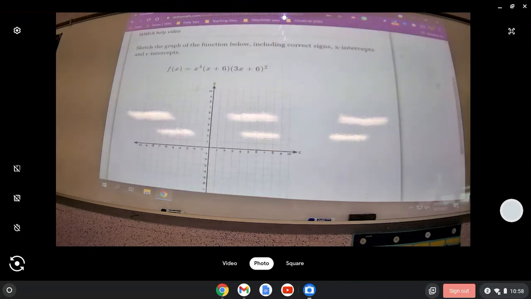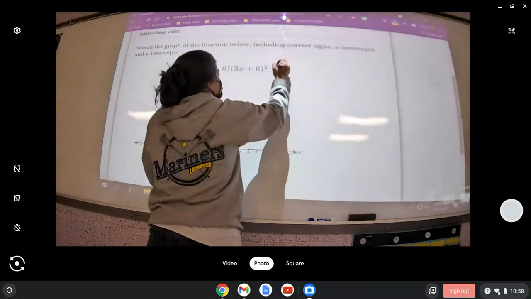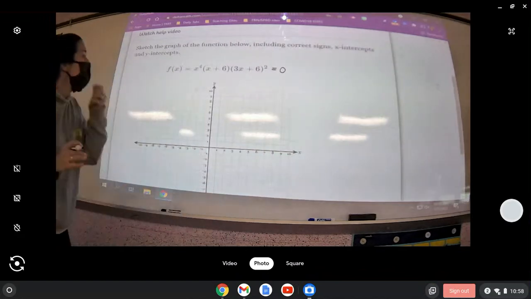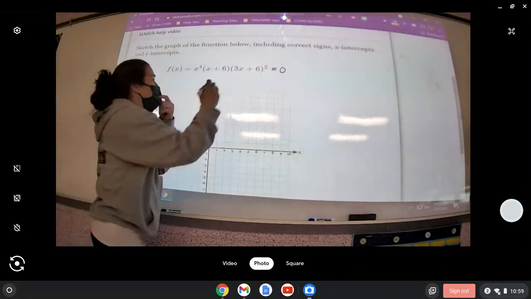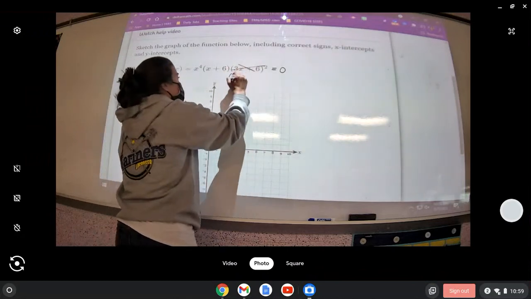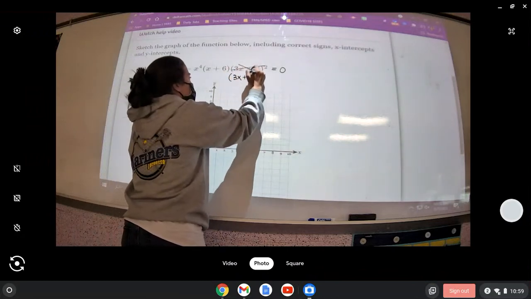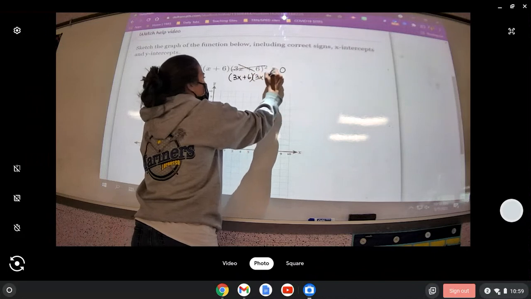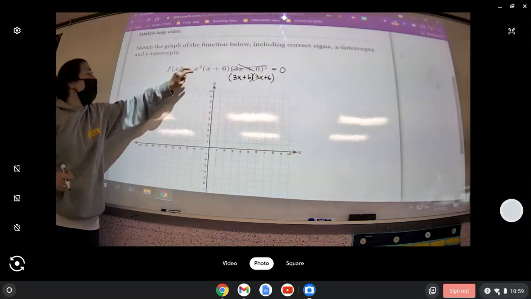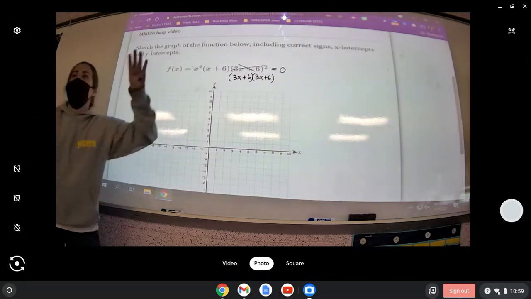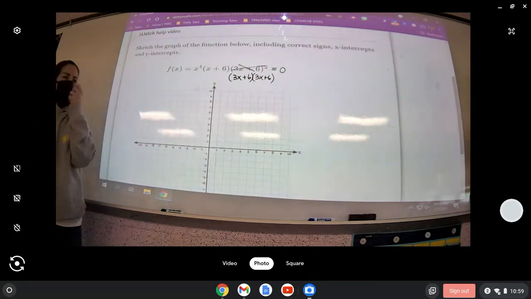All right, last one. Same thing. We're sketching it. Let's set it equal to 0. Let's start finding our x-intercepts, and let's do this. I like to rewrite these factors that have an exponent on them, so I'm going to rewrite this as 3x plus 6 times 3x plus 6. If there is an x with an exponent on it, I just figure I expand him out when I set it equal to 0. I'll figure that out in a minute.